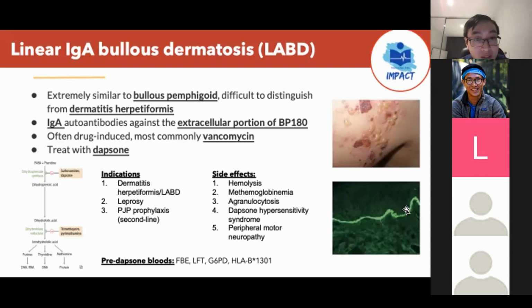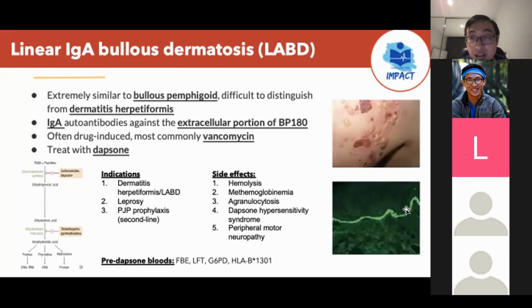But it's important to distinguish between bullous pemphigoid and LABD because the treatment is very different. Bullous pemphigoid we treat using, as I said, prednisolone plus or minus doxycycline, but LABD is classically exquisitely responsive to dapsone treatment. We talked about dapsone before as the second line agent for PJP prophylaxis, and we're hearing it again now. So we treat LABD with dapsone. And it's exquisitely sensitive, often with signs of improvement within the first few days of therapy.